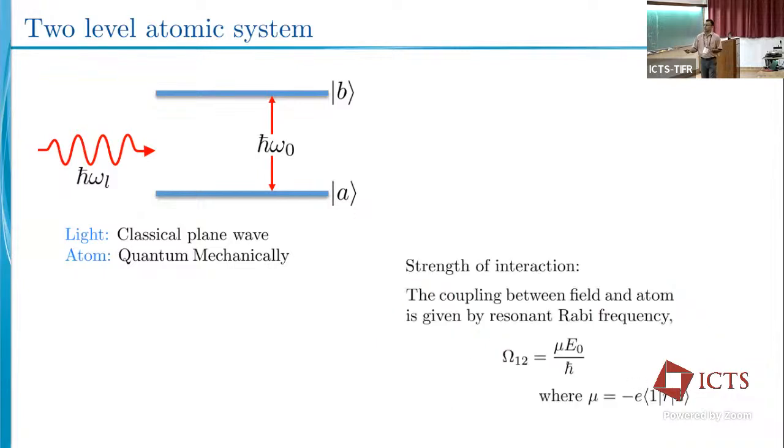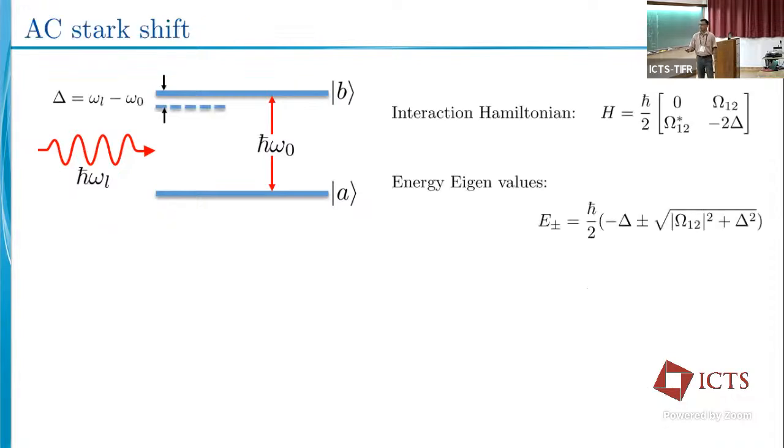One more term comes here, we call it the Rabi frequency. Basically, it depends upon the dipole moment between these two levels and the electric field, the light, divided by h bar. So this shows the coupling strength between the light and the atom. This omega will come a few more times later on.